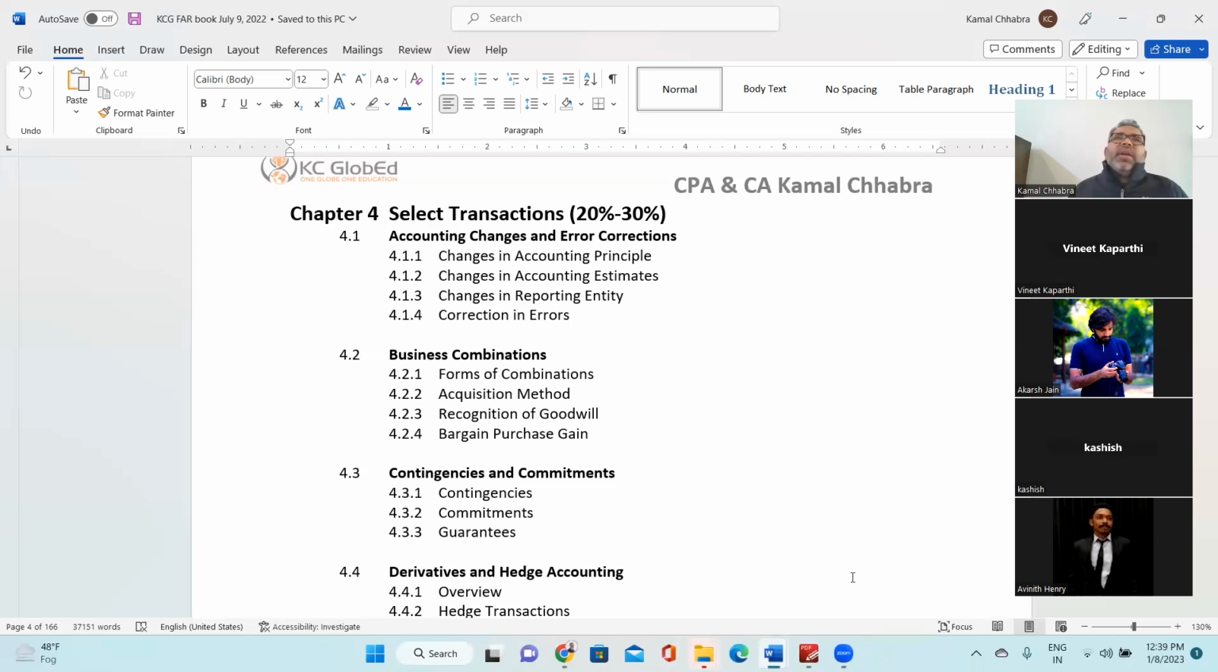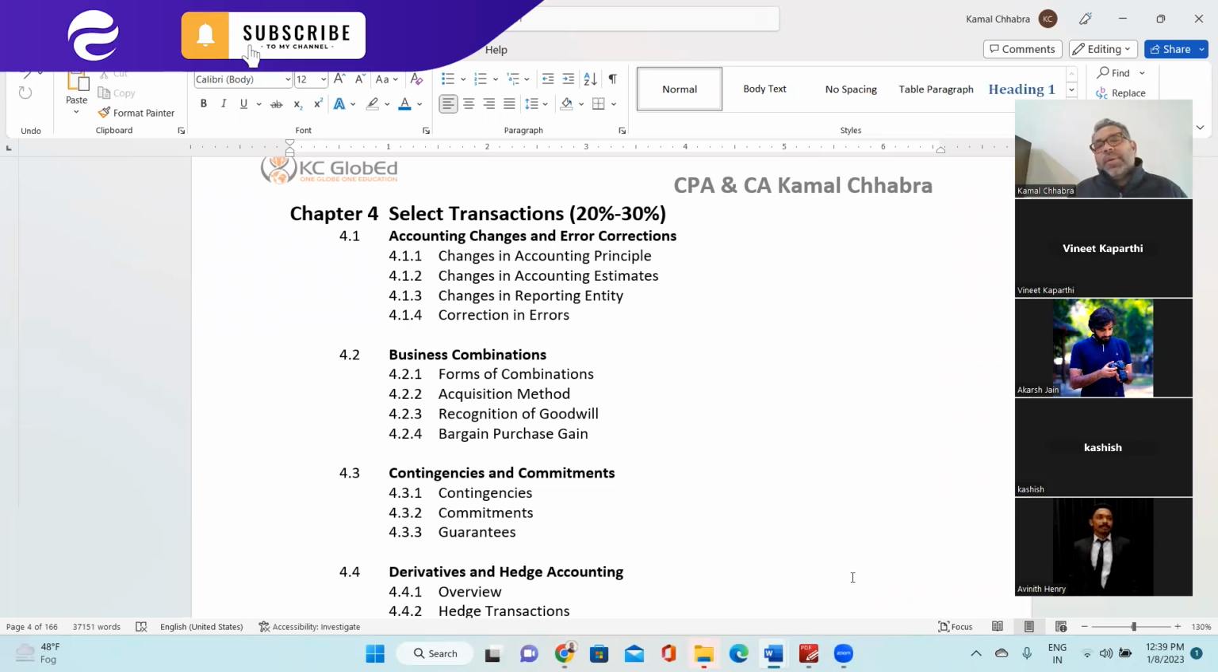Change in method, like we were discussing earlier, is changing from FIFO to LIFO or FIFO to weighted average. Same way in depreciation, earlier you might be using straight line, now you have switched to the WDV method, and so on and so forth. Whenever there is a change in accounting principle or a change in accounting method, you need to consider the impact retrospectively. But if there is a change in estimation, then you need to consider the impact prospectively.